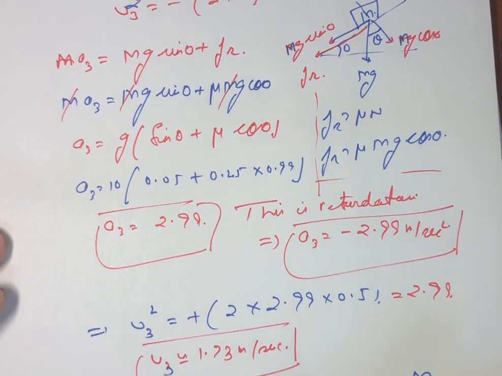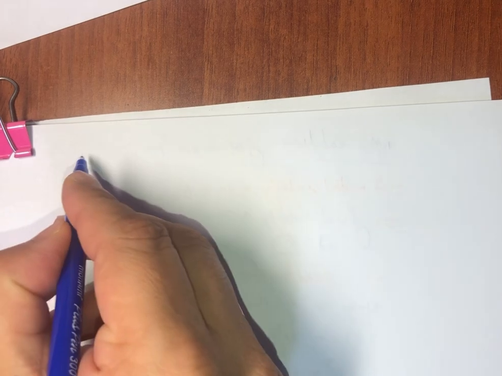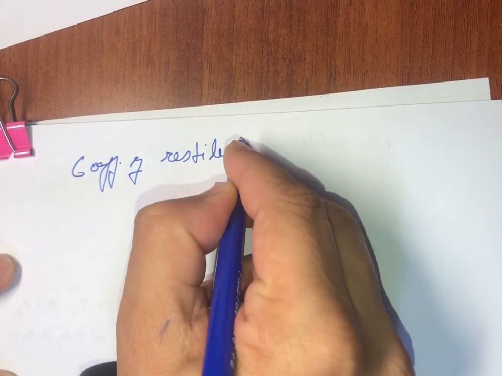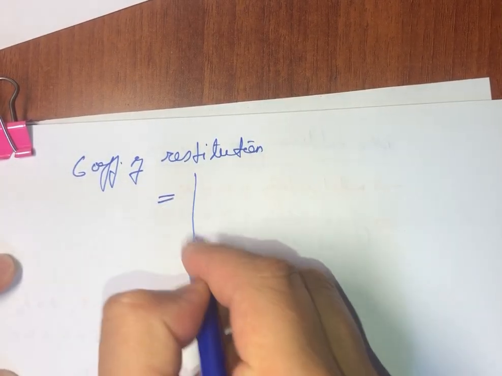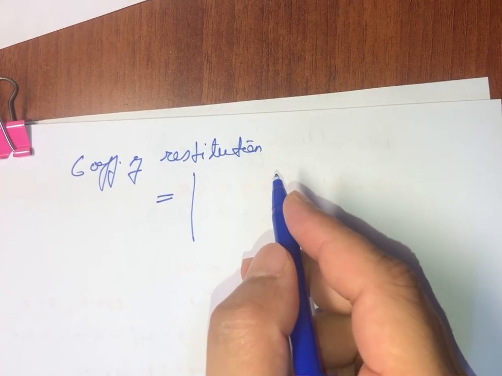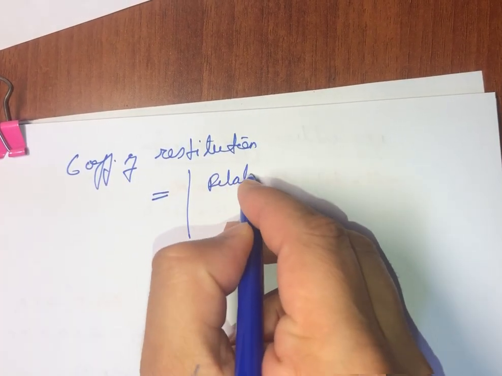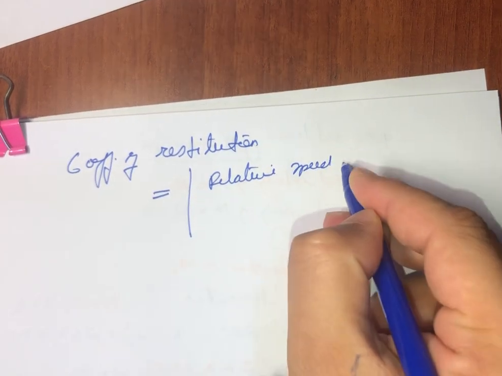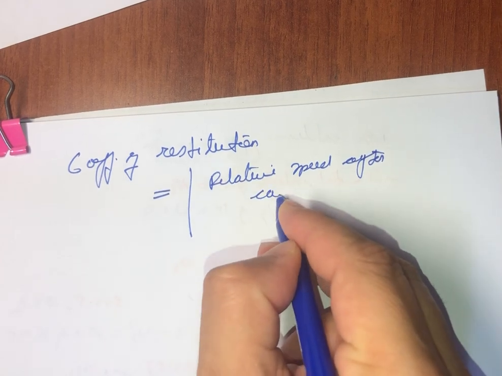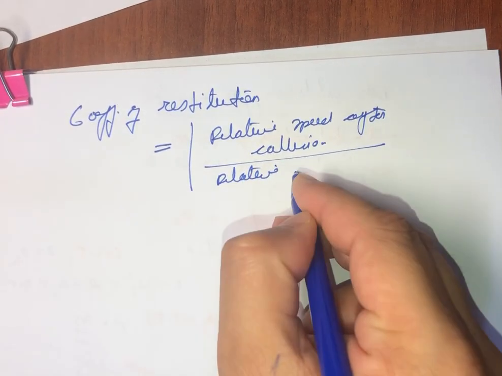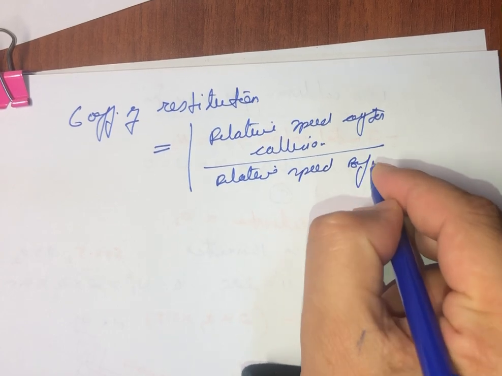Now we got all the velocity values. We can use those to find out the coefficient of restitution, that is E. You can say coefficient of restitution is equal to relative speed after collision divided by relative speed before collision.